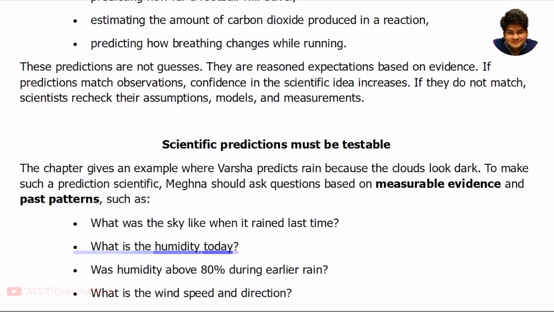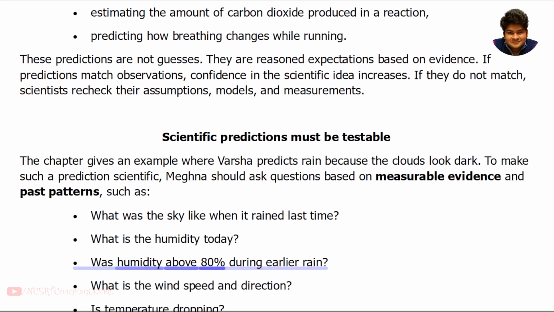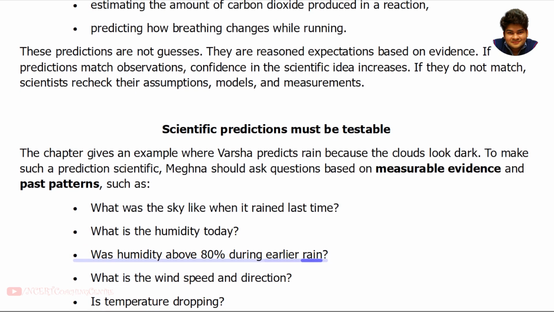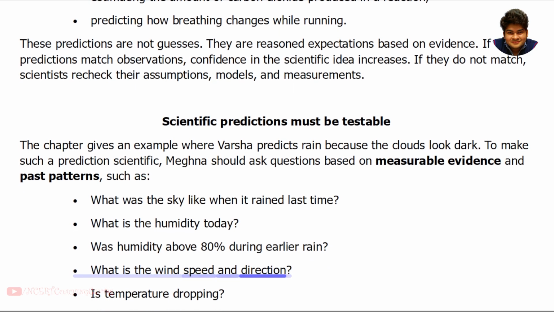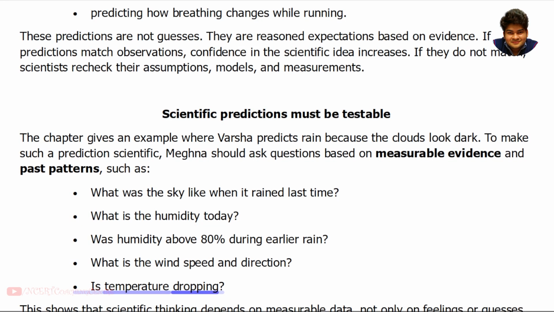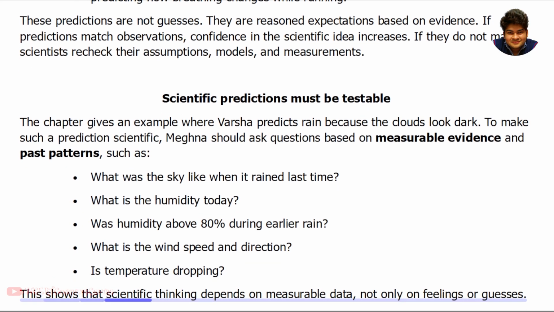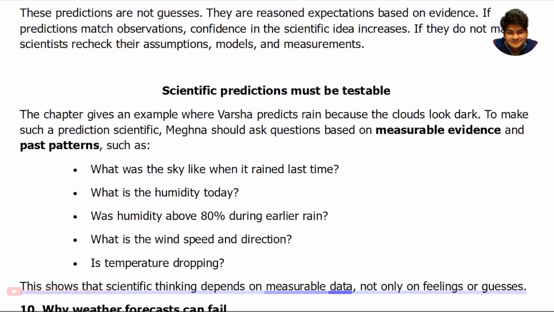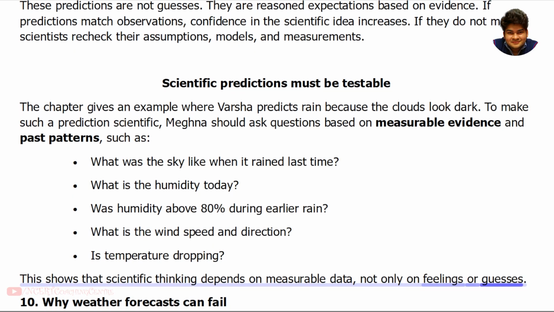What is the humidity today? Was humidity above 80% during earlier rain? What is the wind speed and direction? Is temperature dropping? This shows that scientific thinking depends on measurable data, not only on feelings or guesses.